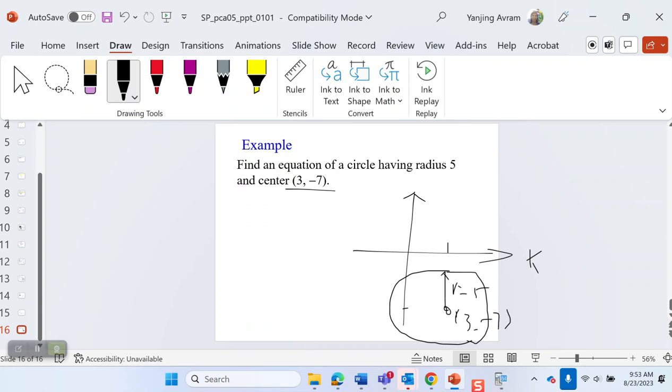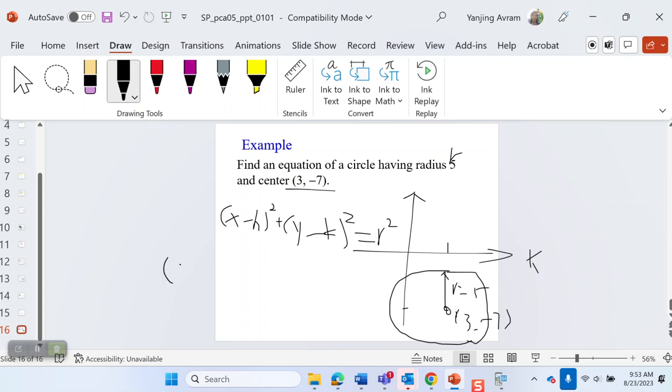All right, and we want to find this equation. Remember the equation for this one is (x - h)^2, the standard equation for the circle, plus (y - k)^2, equal to r^2. My r here is 5, so that will be 5 squared.